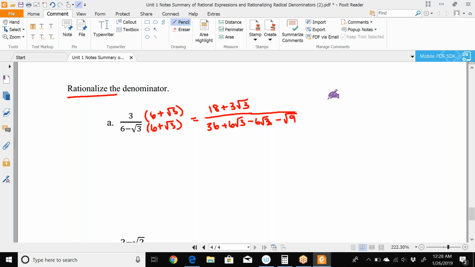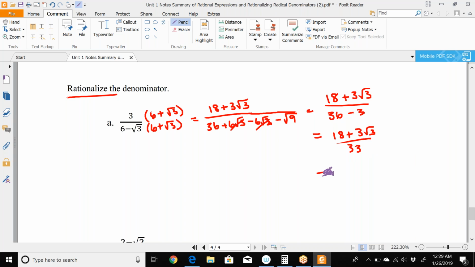So on top, we have 18 plus 3 square root of 3 over 36. The middles are going to cancel. That was the whole point of the conjugate. And that's minus the square root of 9, which is 3. So we get 18 plus 3 square root of 3 over 33.